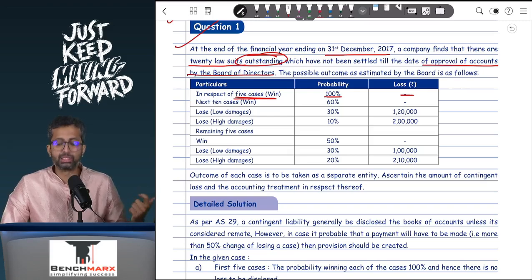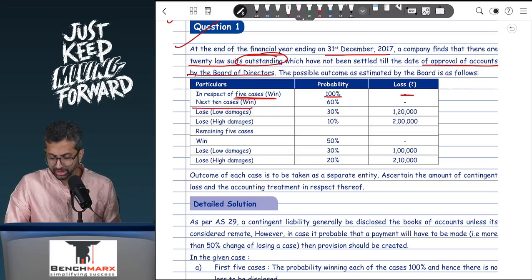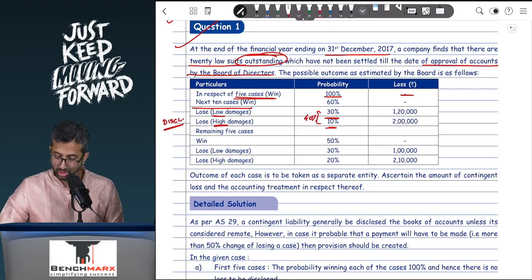So payment is remote. Next 10 cases, the win probability is 60%, in which case you will pay 0, but the loss with low damages is 30%, loss with high damages is 10%. So basically the probability of losing is 40%. Still, overall probability is of winning. There's a 40% probability of losing. So the payment is not probable. So what will I have to do? Sir, I have to give a disclosure. But the problem is, disclosure will be at what amount?